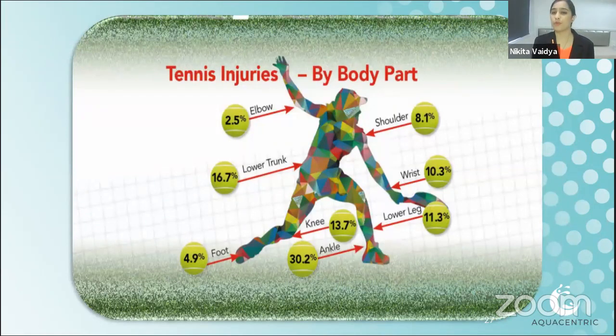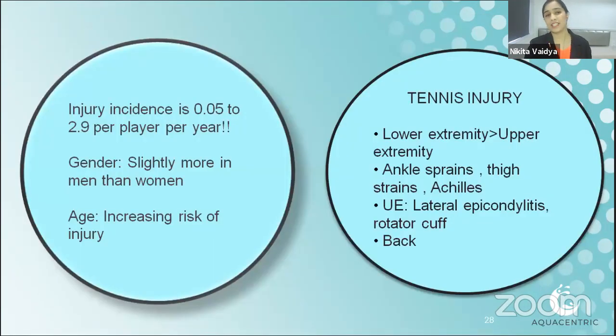Again, a gist of distribution: 50% of injuries are of your lower limb, 42% in upper limb, and then you cannot ignore your traumatic injuries. There can be a head injury, there can be an eye injury, which are really bad. Now, the incidence is 0.05 to 2.9 per player per year, with men slightly more than females. Now in tennis, it's again upper extremity more than lower extremity. What kind of injuries do you see in the lower extremity? Ankle sprains, thigh strains, hip bursitis, your Achilles. So these are the common injuries that are seen.